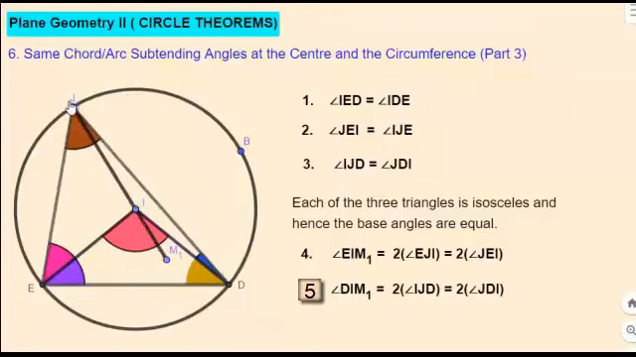Look at it. The more I move, the smaller the angle at IGD. And when you multiply angle IJD by 2, you should get angle DIM1. In the same vein, when you multiply angle EJI by 2, it should give you angle EIM1.